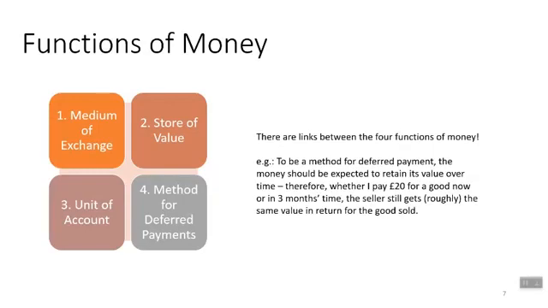It's important to know that there are links between the four functions of money. For example, to be a method of deferred payment, money should be expected to retain its value over time and therefore be a store of value. Therefore, whether I pay £20 for a good now or in 3 months' time, the seller still gets roughly the same value in return for the goods sold. Now, I say roughly because inflation can erode the store of value of money. And if you want to know about that, look at the inflation video on this channel.